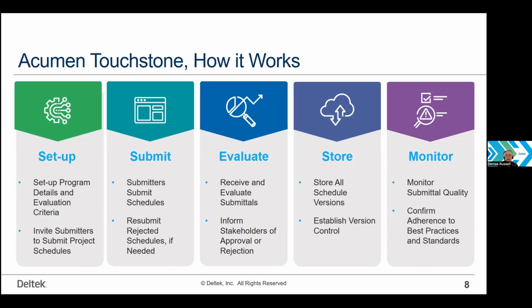Once the schedule has been accepted by Acumen, then you can actually just download that file. And again, it can be P6, Microsoft Project, Acumen Plan. You can download that file and then incorporate that into your integrated master schedule.